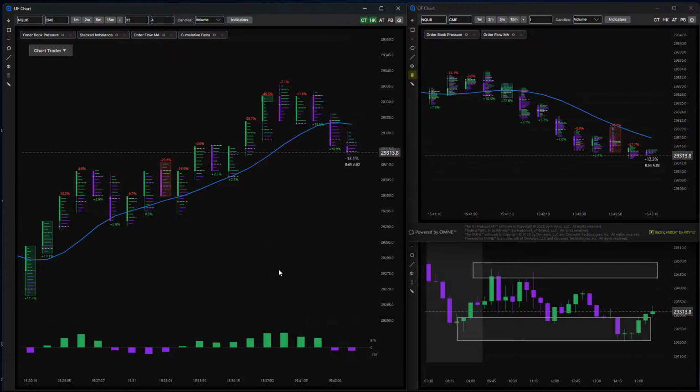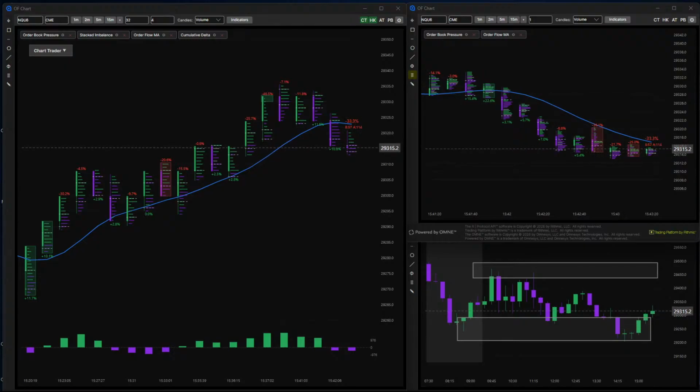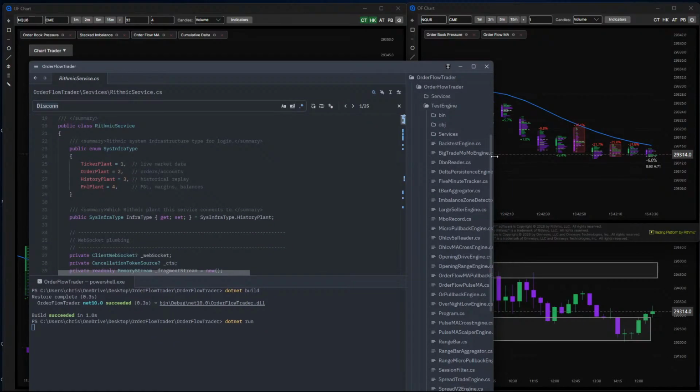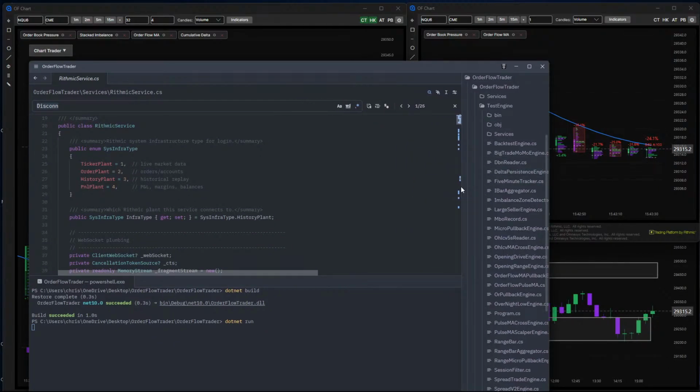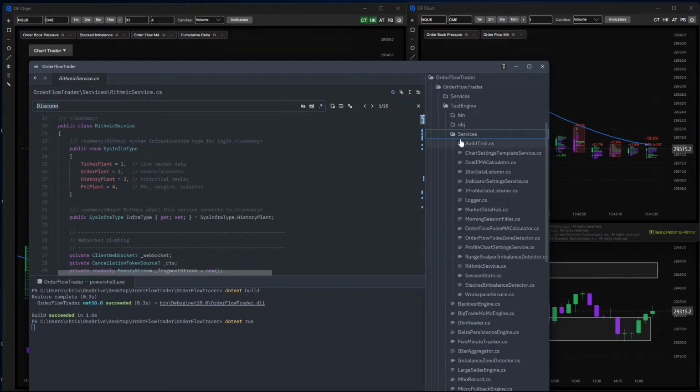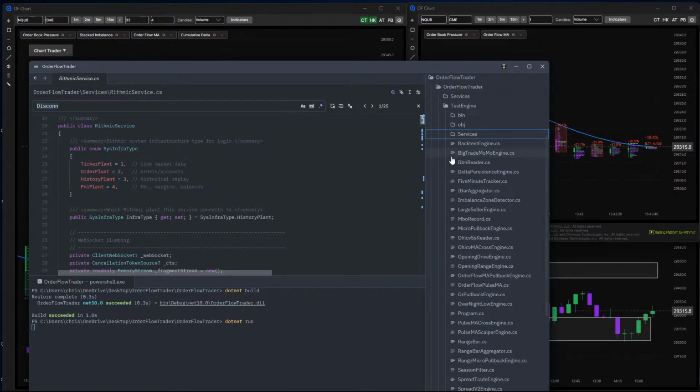There's a bunch of strategies that I was doing. I got a whole test engine that I wrote. Here's a whole test engine I wrote, man. Check this out. Here's the test engine. Backtest engine. I did all kinds of stuff, man.